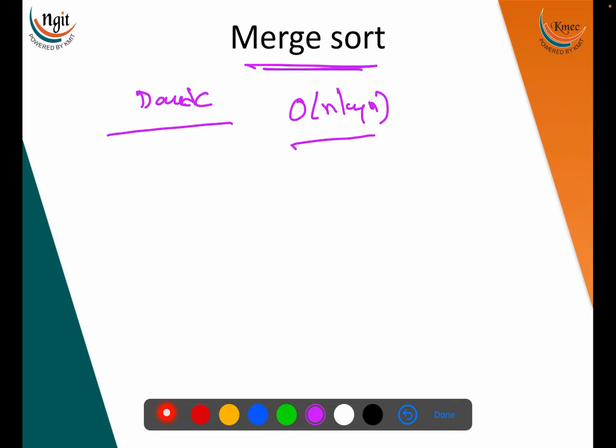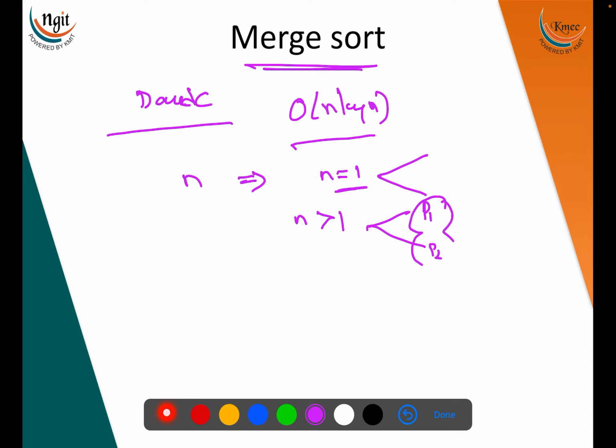Now assume a list of n elements, where divide and conquer has a constraint. When n equals 1, you cannot apply divide and conquer, that is, you cannot divide this main problem into subproblems as it has only one element. When n is greater than 1, we divide the problem into sublists and recursively solve these subproblems. This is the idea of divide and conquer.